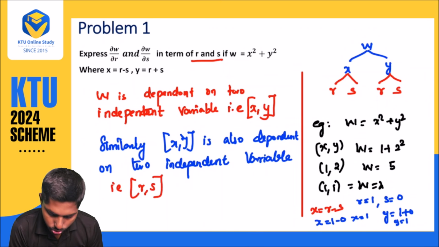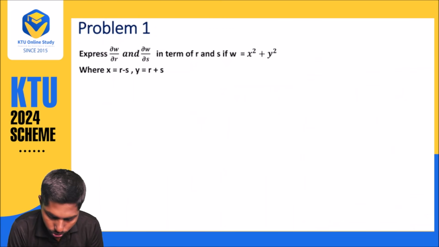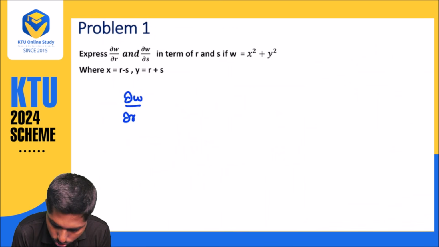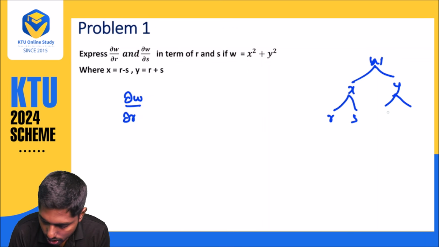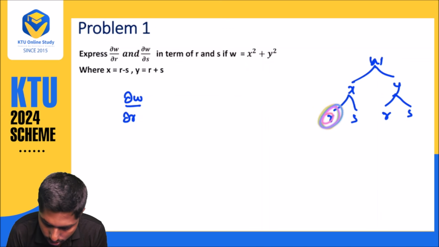So what is our formula will convert? Our formula will be converted into ∂w. What have they asked? ∂w by ∂r. So w is equal to a function of x and y, where x and y depend on r and s. With respect to what are they asking? With respect to r they are asking: ∂w divided by ∂r.